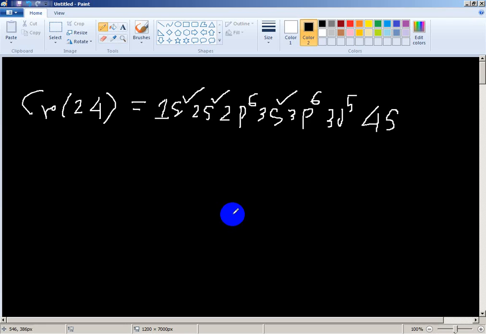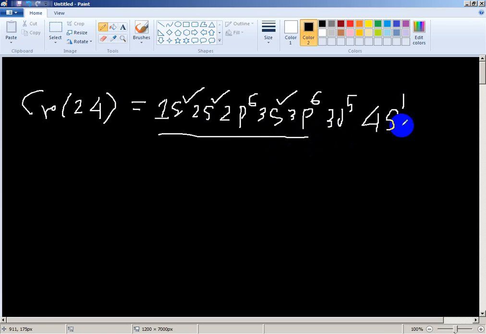This is chromium. Okay, this is the electronic configuration of chromium: 1s2, 2s2, 2p6, 3s2, 3p6. This is the total here, 18, and 3d5. This is 23. This is the total, 24.